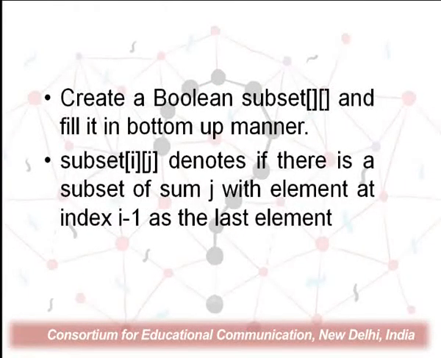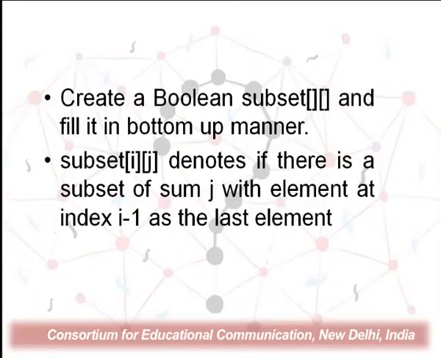So we will be filling this Boolean subset in a bottom up manner, as we have shown with the example of that particular tree, and this denotes if there is a subset of some j with the element at index i minus 1 as the last element. We can say it in this form also.